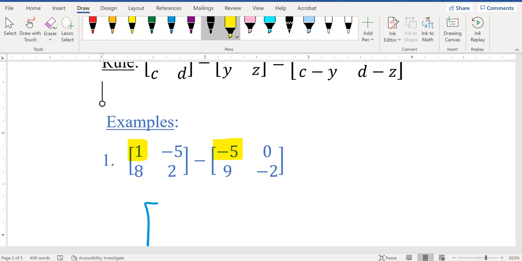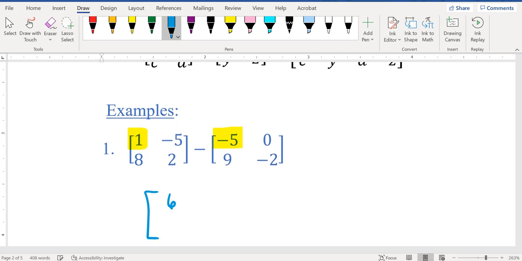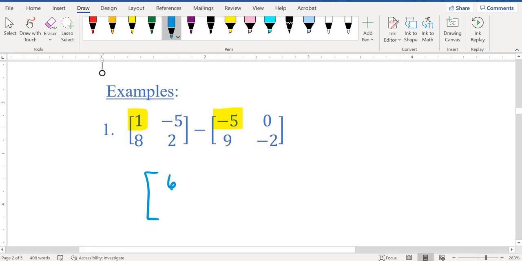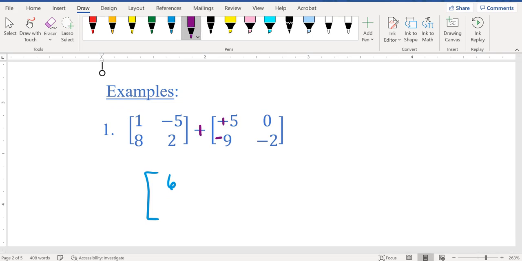So 1 minus negative 5 would be 6. Okay, if you have a hard time doing that negative, you can do this: plus, plus, minus, 0 stays the same, plus. So I have 1 plus 5 is 6. Negative 5, oops, negative 5 plus 0 is negative 5.